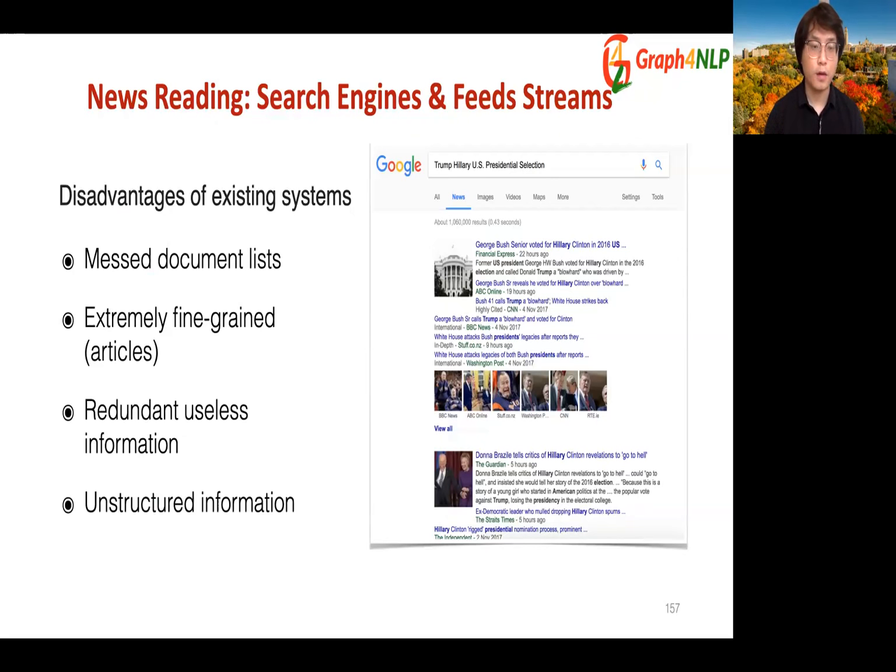And such results have multiple disadvantages. First, the results are flat document lists, and they provide us extremely fine-grained information. They provide us different articles, and it costs a lot of time to read them. They also contain redundant, useless information, because different articles from different media convey multiple similar pieces of information. And they are unstructured, because different articles only have an order of relevance. They don't have relationships between them to show how different articles are connected to each other.